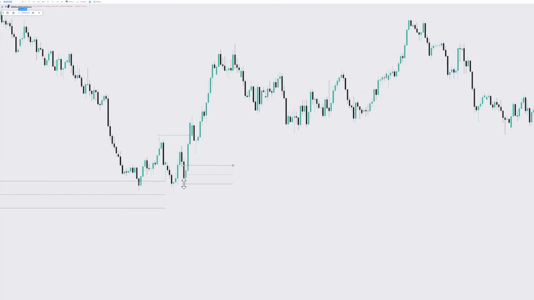Now, what makes this order block a valid one? I said one thing you have to pay attention to is your fair value gaps. And you can see we have fair value gaps right now.